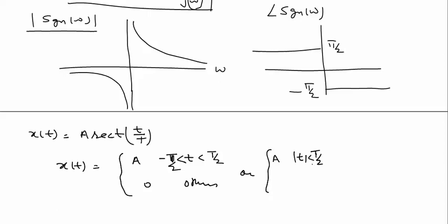Mod of t, otherwise 0. We want to calculate the Fourier transform of this. Just put in the formula and we get the Fourier transform.